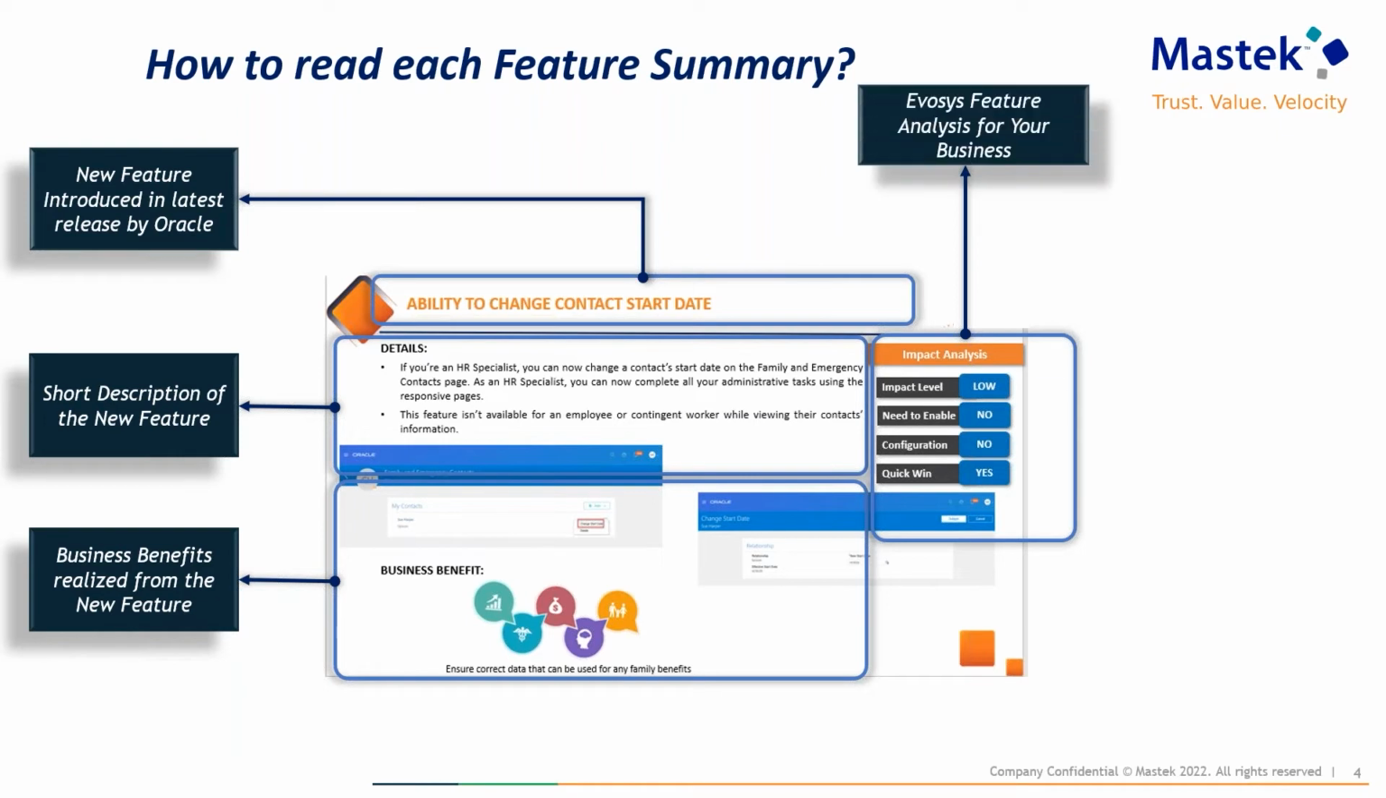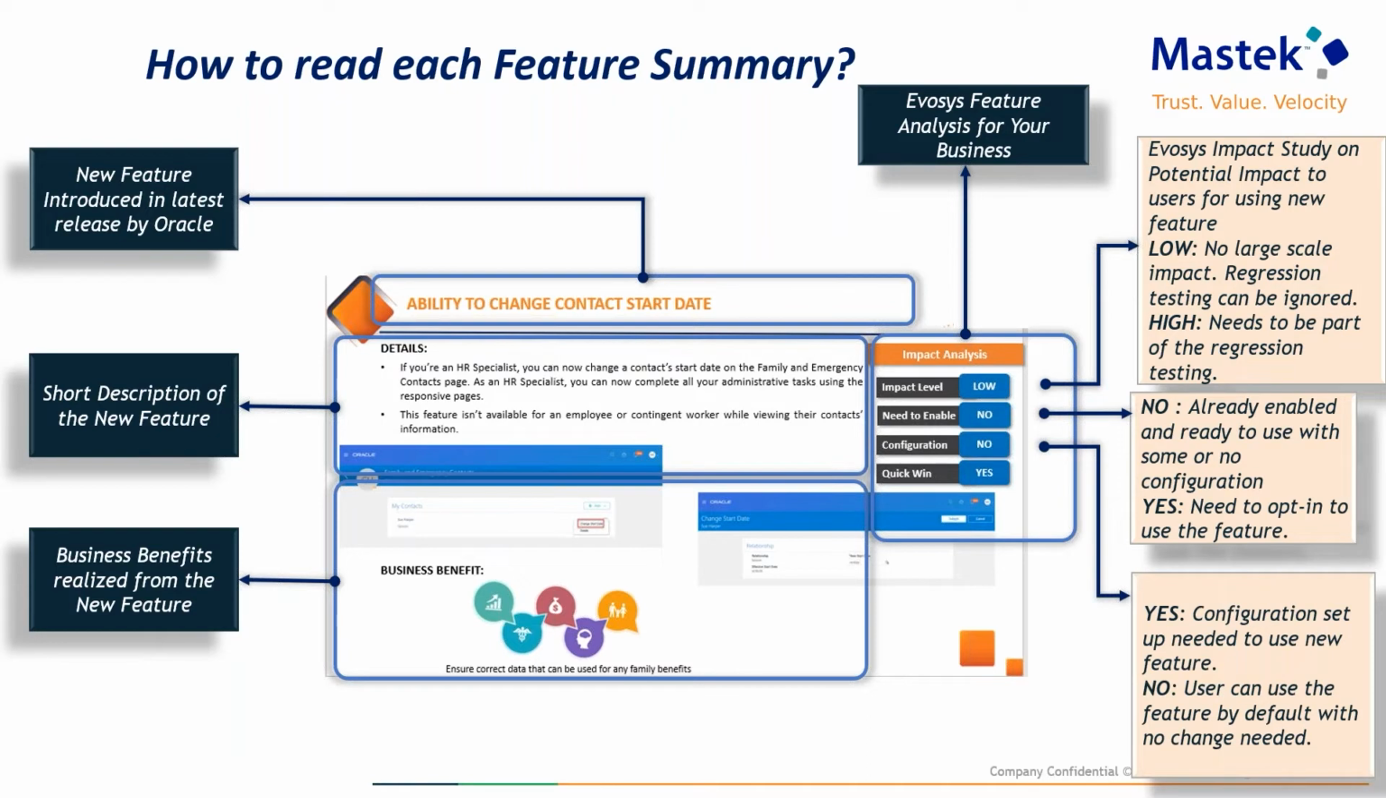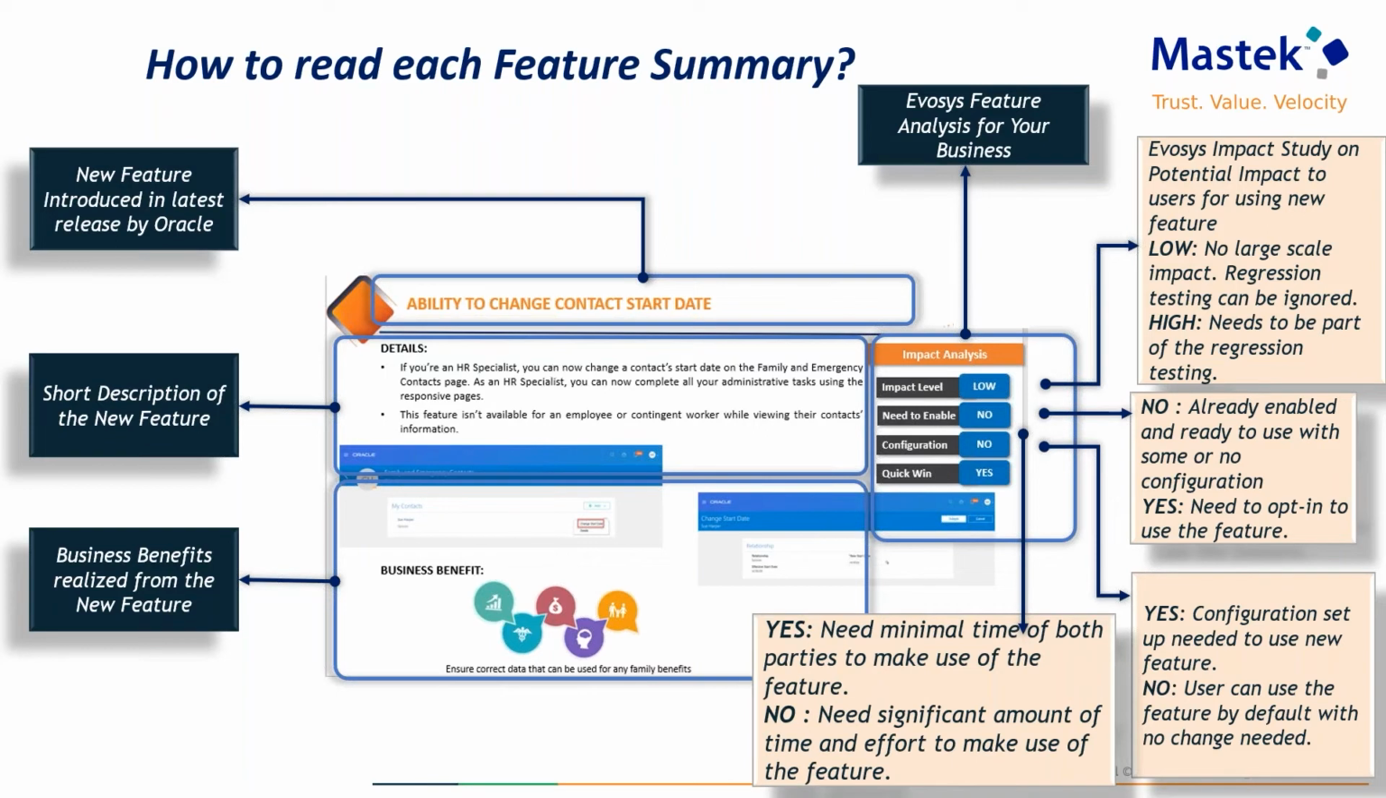The second one: we are all aware that there are some features which are auto-enabled by default by Oracle, and there are some which we need to opt in for. The third one highlights the nature of the feature. Certain configuration may be required, some may need changes, and some can be used without any changes. And the last one is quick win. This term we use to convey what is ready to use by investing a minimum amount of time, and what requires a significant amount of time and effort to make use of the feature.